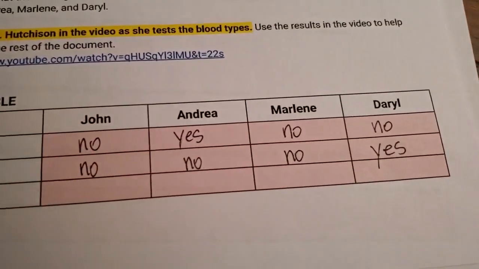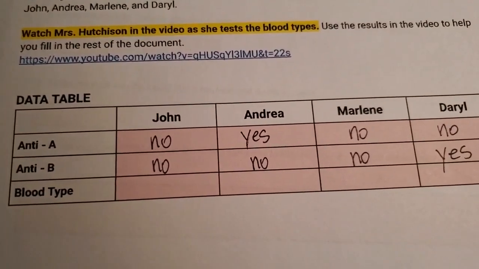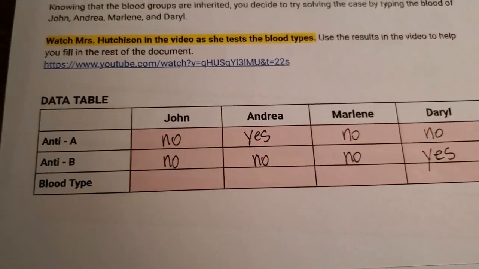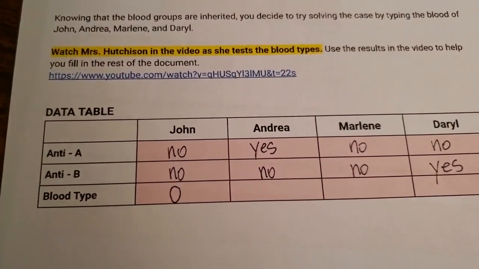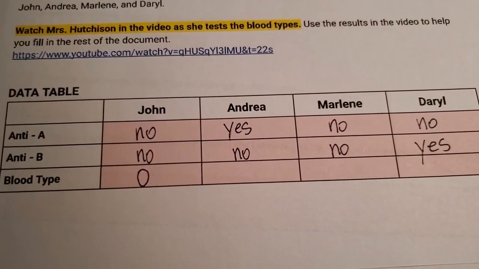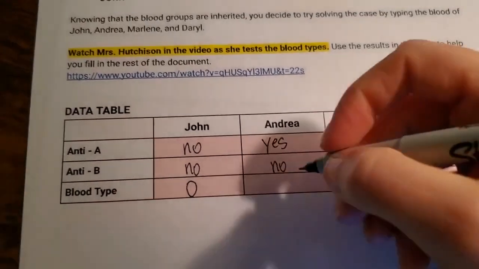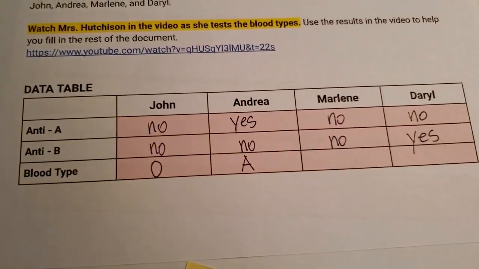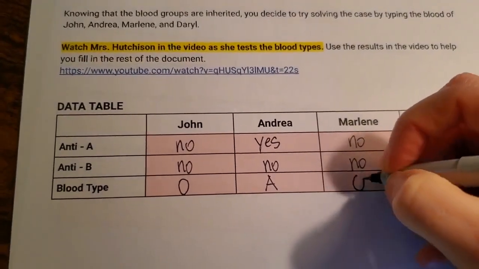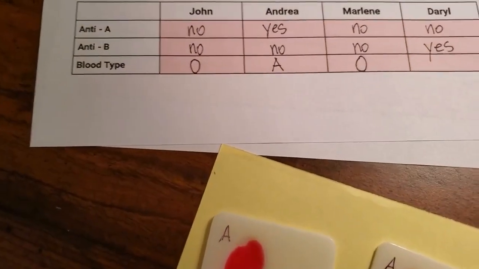So this gives us the information that we need to basically figure out their blood type. If John has no A antigens and no B antigens, what would his blood type be? You're correct if you said blood type O. O is the blood type that has no antigens at all. Andrea has A antigens, no B antigens. What is her blood type? Correct, it's A, because she has the A antigens. Marlene has no antigens at all, so she is an O. You can fill in what Daryl would be, and then we're going to go on to the next page.